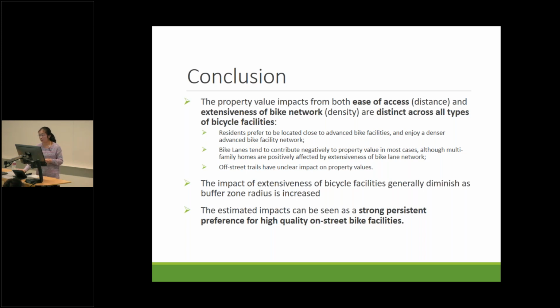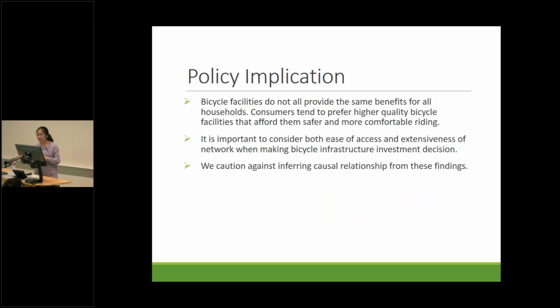So given all of the above results, we think these results provide an important policy implication to urban planners: consumers do prefer high quality bike facilities. And when planners want to design facilities for the future, they do need to consider both the ease of access and the extensiveness of the network in their planning procedure.